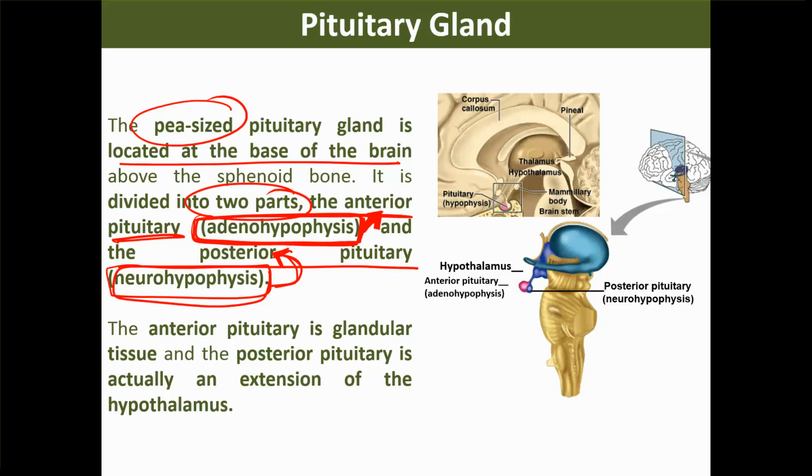Because adeno means gland, the real glandular unit is in the anterior pituitary. The posterior pituitary is full of nerve tissue. It is just an extension of the hypothalamus. So it's very important to know these facts.